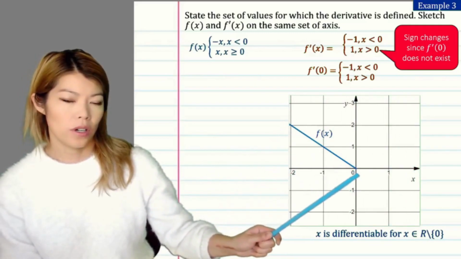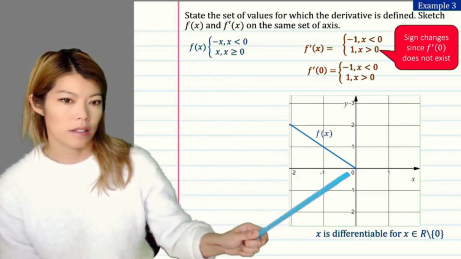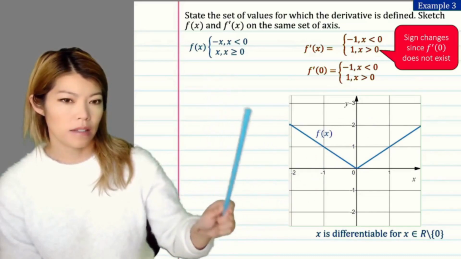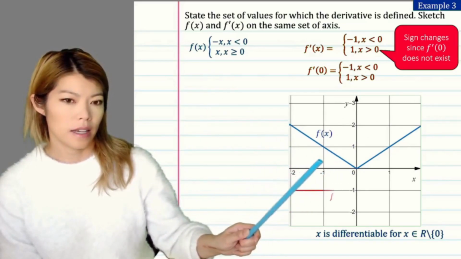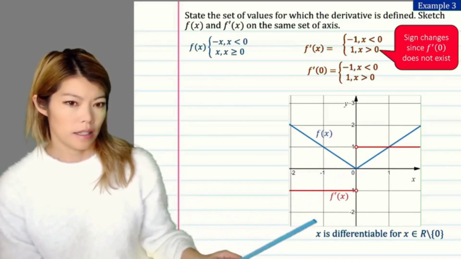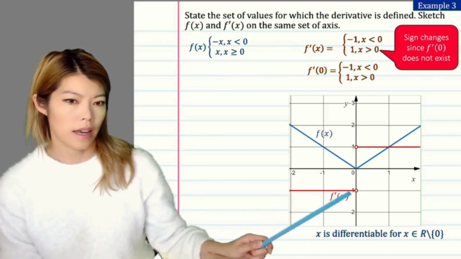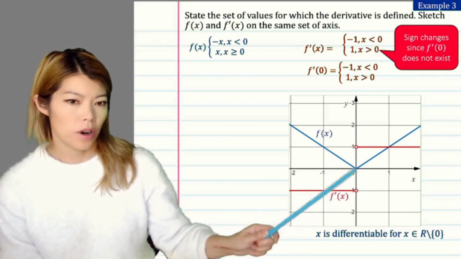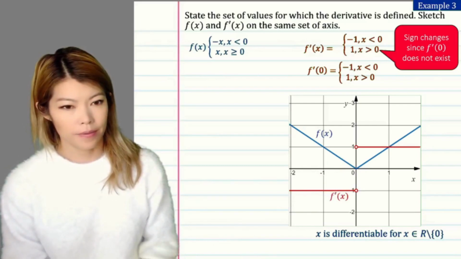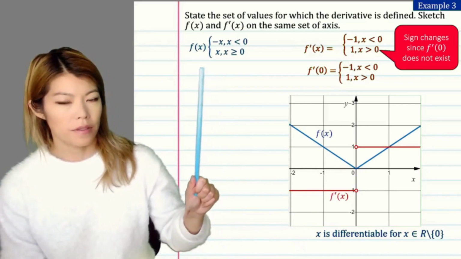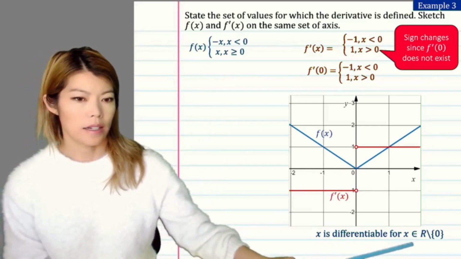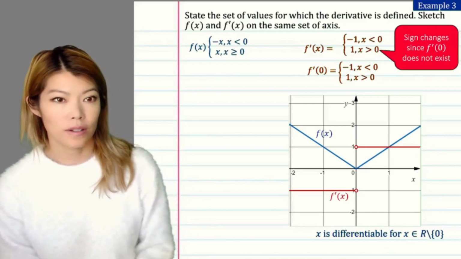So let's sketch this. So before 0, we have negative x. After 0, we have positive x. The gradient here is -1. The gradient here is +1. So the derivative graph has a white circle or a hole at x equals 0. So the graph is differentiable at all values except for 0.